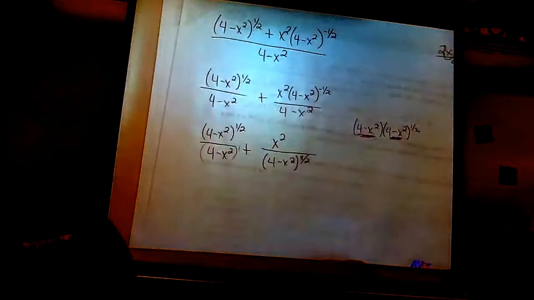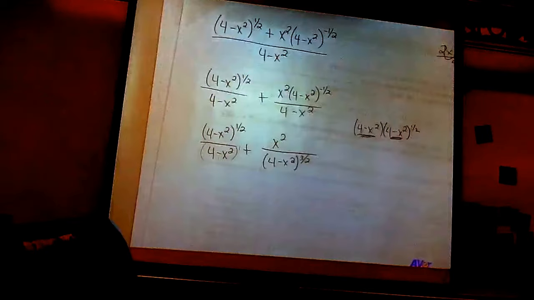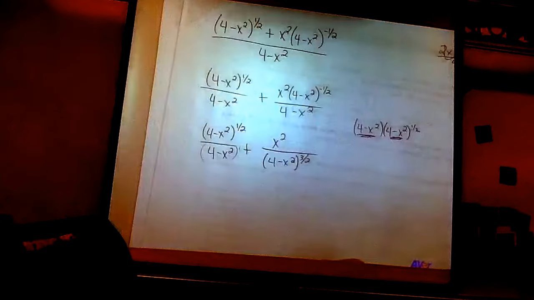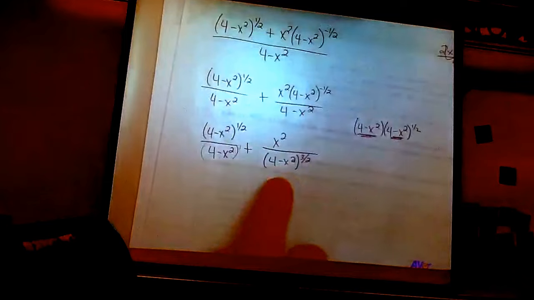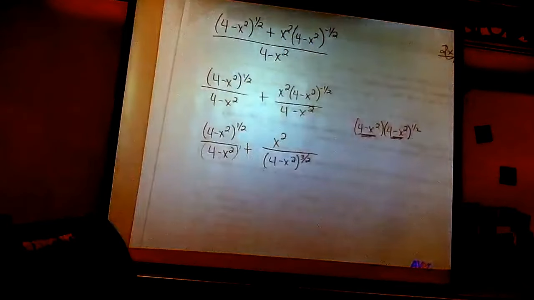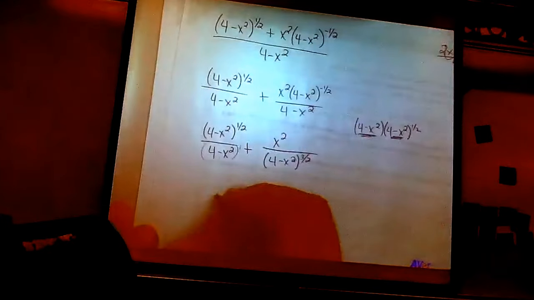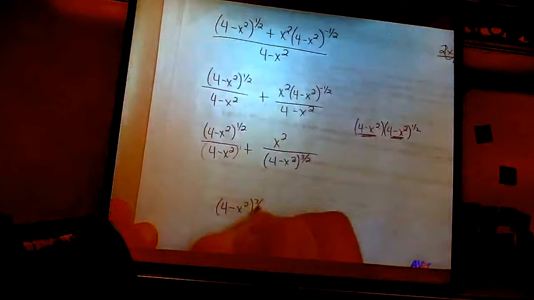You tell me. Find a common denominator? Yeah. Get a common denominator so you can add them back together. What would our common denominator be between these? This one, the bigger one, right? Just like the last ones, 63 and 64, they had the same thing except different powers. Just take the bigger power. So our common denominator would be 4 minus x squared to the 3/2 power.